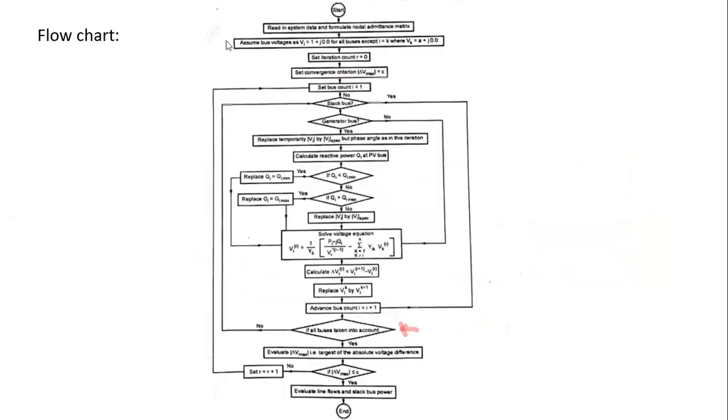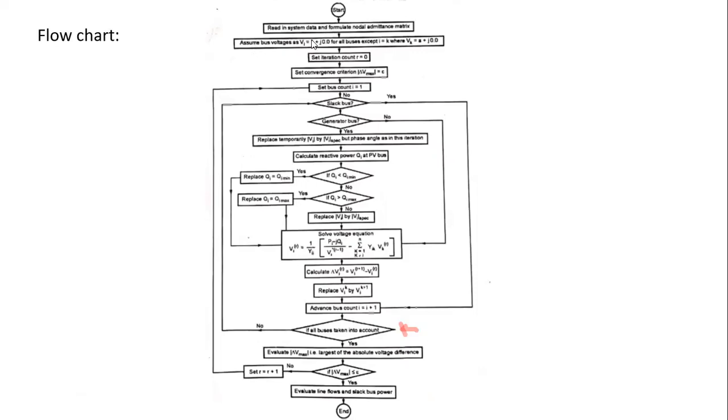Coming to the flow chart. First, start the program. Next, read the system data and formulate the nodal admittance matrix, that is, the formation of the Y-bus matrix. First read the line data and form the Y-bus matrix.